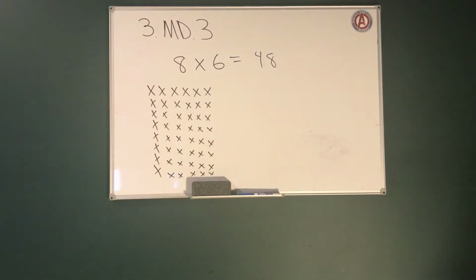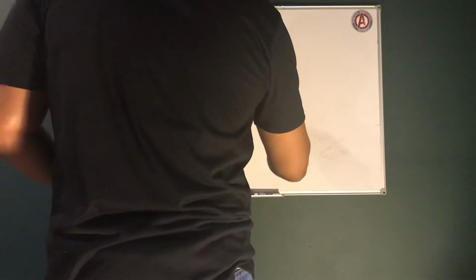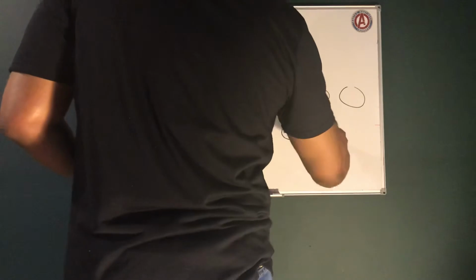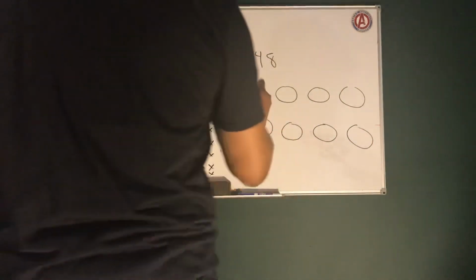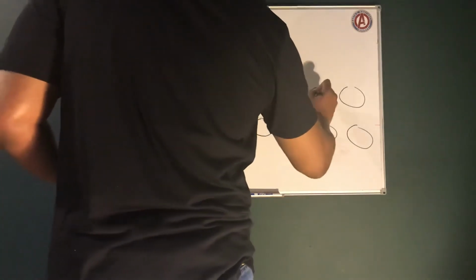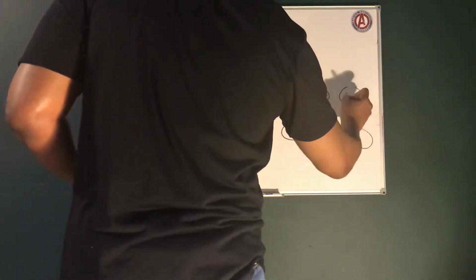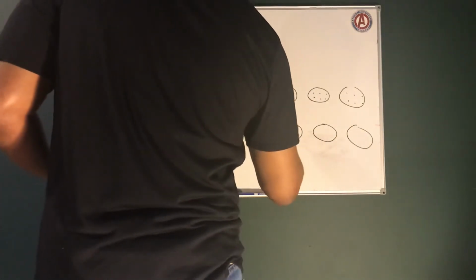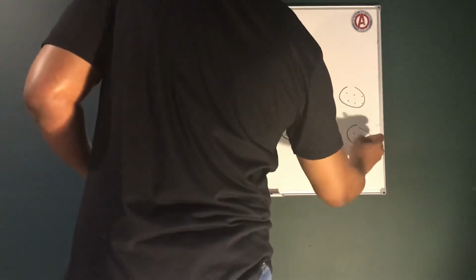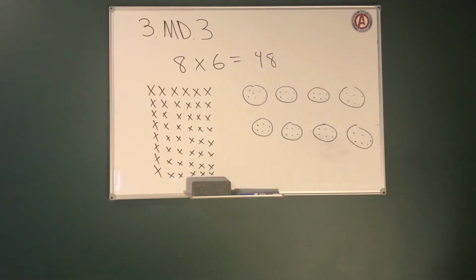Now, whenever we're multiplying, I always ask you guys to show a second model to check your work. So a second way we could solve this problem is we could draw 8 circles, 1, 2, 3, 4, 5, 6, 7, 8, and we could put 6 in each circle. And we would simply count how many dots we used, and we should also get 48.